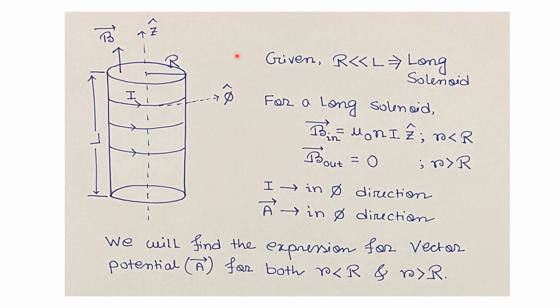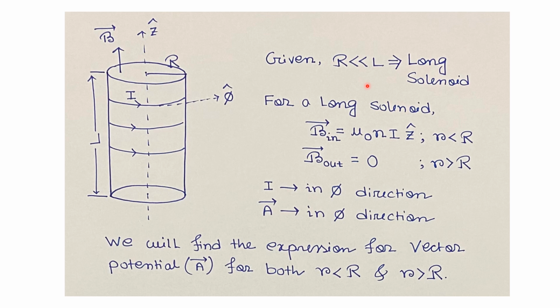So we'll consider a solenoid having radius capital R and length L, and the current is flowing through the solenoid along the phi cap direction. The axis of the solenoid is along the z cap direction, and as the current is flowing along the phi cap direction, our magnetic field in the solenoid will also be along the z direction. It is also given the radius of the solenoid is very less than its length. So basically it will be considered as a long solenoid.